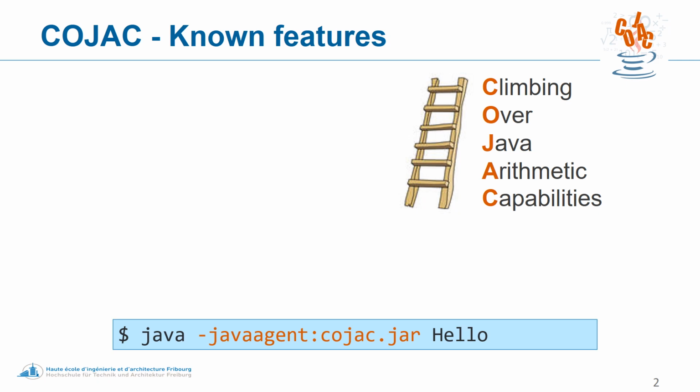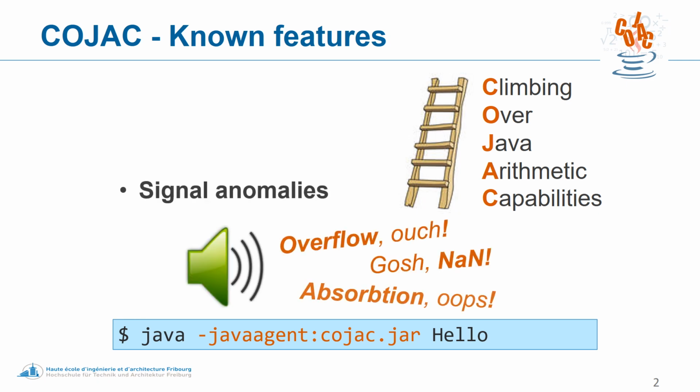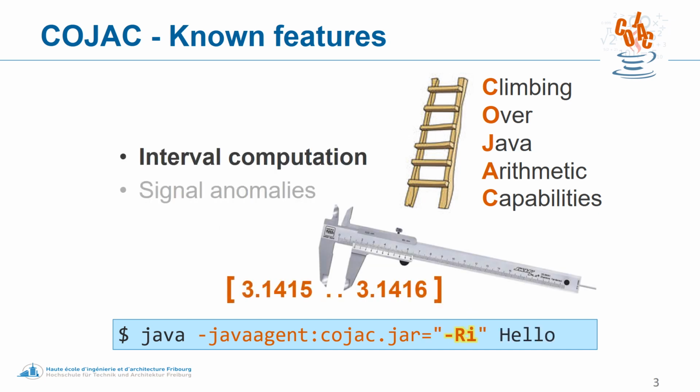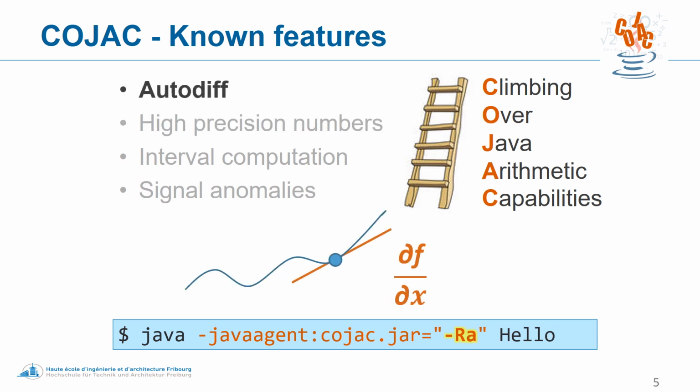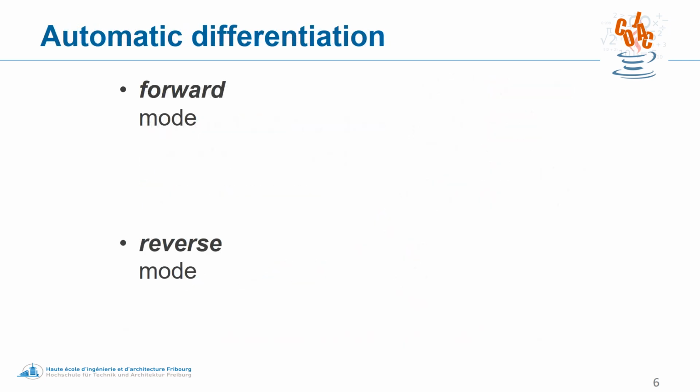Cojac for Java is a free tool able to boost at runtime the power of Java numbers so that they get new skills. When running any program in Cojac mode, your plain old numbers can shout when they see suspicious things happening in your computations, use interval computation to quantify the numerical error margin, compute with many more significant digits, and even bring derivatives as a byproduct of the computation itself. That last feature, automatic differentiation, is available in two different flavors.